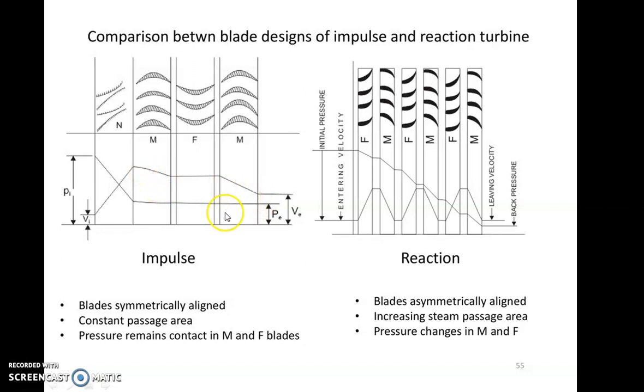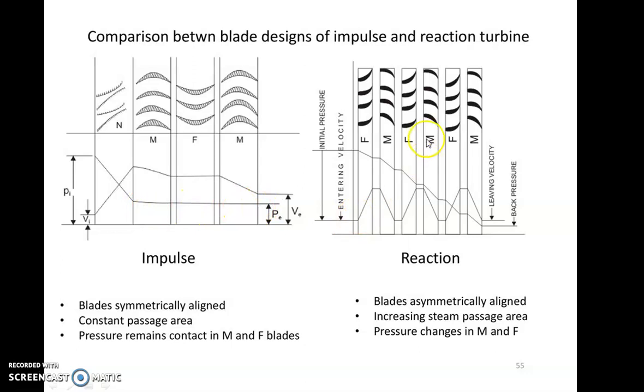Okay, across the moving blades. So that's why it is called velocity compounding. Velocity increases in the nozzle and then it is absorbed across the stages, but the pressure remains the same across the moving blades, as well as the fixed blades after the nozzles. So pressure decrement only happens in nozzles. After that, pressure remains constant.